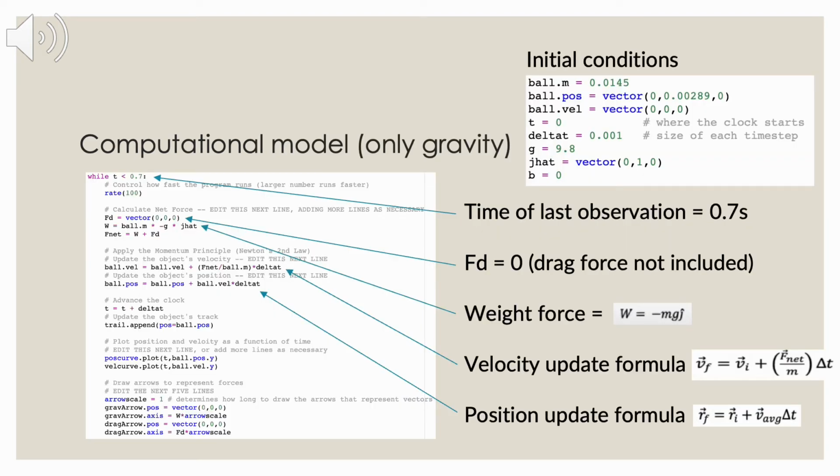Next, I created a computational model only accounting for the gravitational force. A ball of mass 0.0145 was used to represent the crumpled paper ball. The initial velocity vector is set to 0, 0, 0, delta t is set to 0.001, and gravitational force is set to 9.8 meters per second squared. I then use the position update formula and velocity update formula to map the movement of the ball.